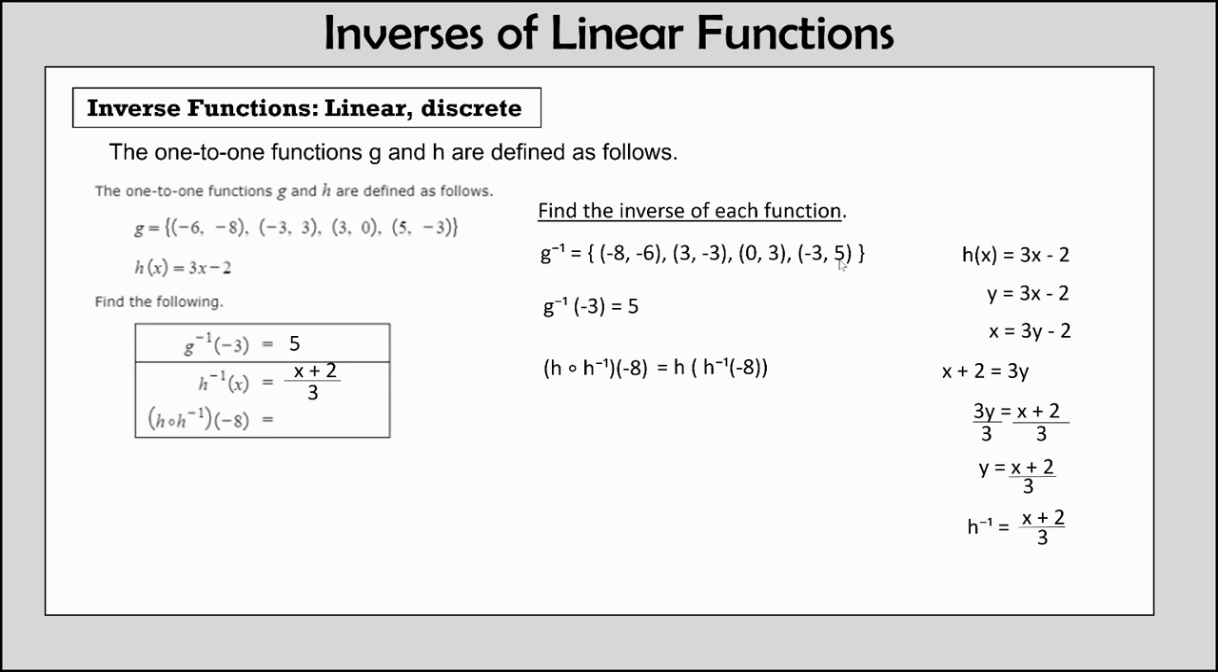So h inverse of -8. We're going to go -8 plus 2 over 3. -8 plus 2 is -6. -6 divided by 3 is -2. So I want to find h of -2. Go to the h function, put -2 in place of x. 3 times -2 minus 2. That's -6 minus 2, which is really -6 plus -2, which is -8. And we should get -8 because the inverse undoes the function.